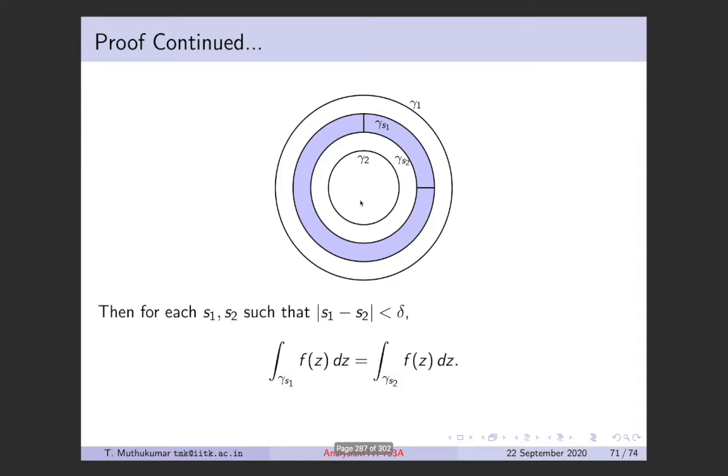Okay, that's what I have said here. So for s1 minus s2 whenever it's less than delta, we have shown this, and you can do this incrementally in a finite number of steps. You can start from gamma 1 to gamma 2 with curves which are satisfying this condition. So that's the proof of the invariance of the contour integral for homotopic curves. Okay, so complete the details of this proof.